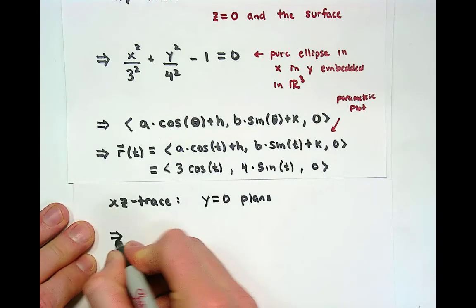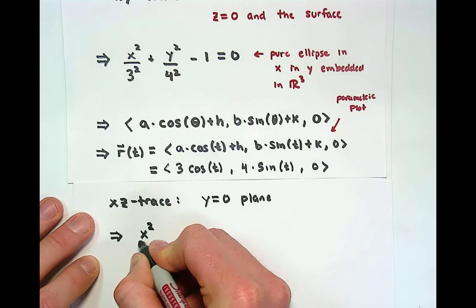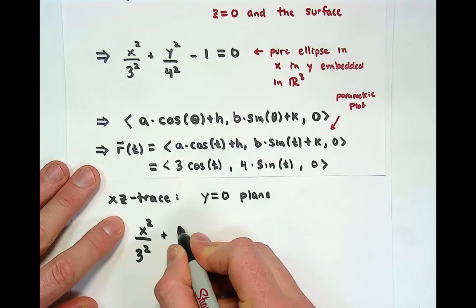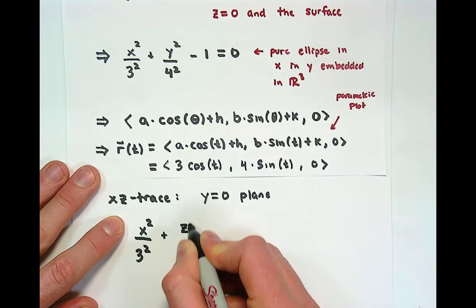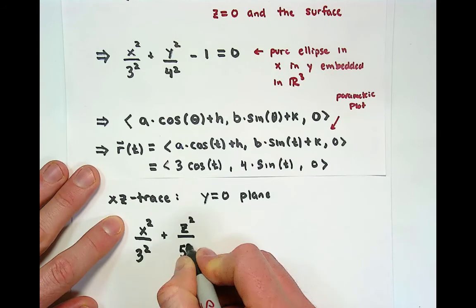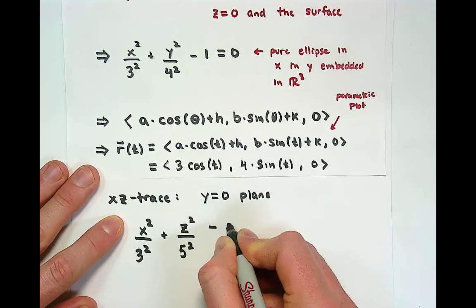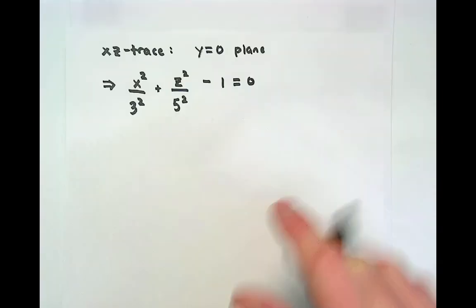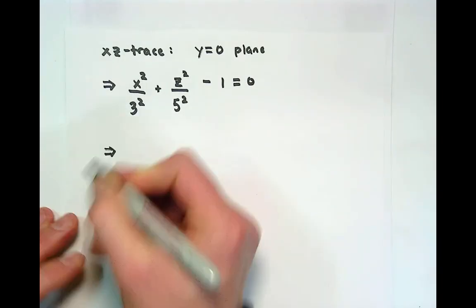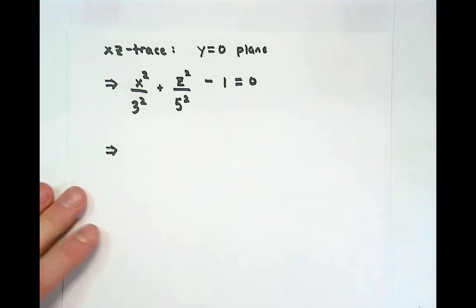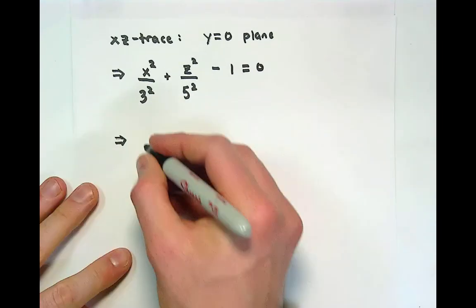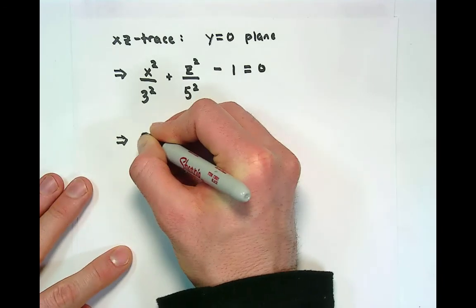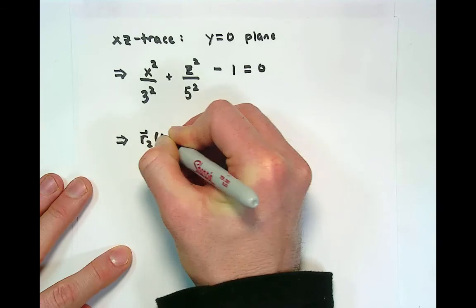If we set y equals 0, this of course would look like x squared divided by 3 squared plus, y goes away, and now this is z squared divided by 5 squared, and we now see that this is minus 1 equals 0. That's by the defining characteristics. And of course, now this is an ellipse embedded in R3 in x and z. Well, we have the same kind of vector valued function, and maybe we call this vector valued function r2 of t.